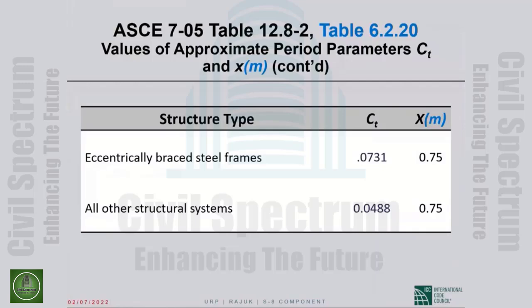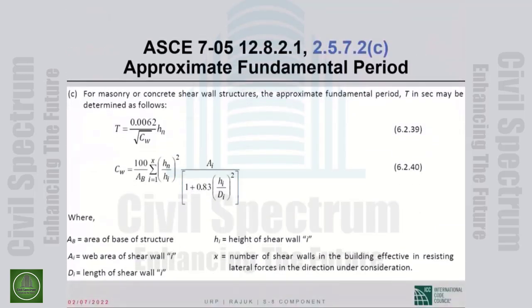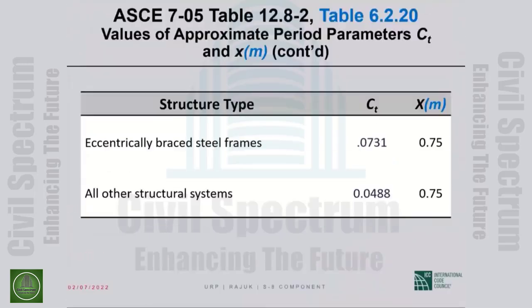In your units the power doesn't change, it is 3/4, but the 0.02 becomes 0.0488. So that's just the unit. For masonry or concrete shear wall structures, there is an alternative approximate period formula, alternative to 0.02 height raised to the power 3/4, alternative to this line.